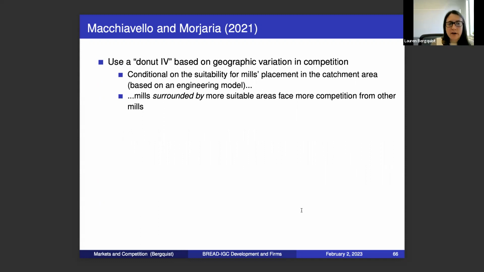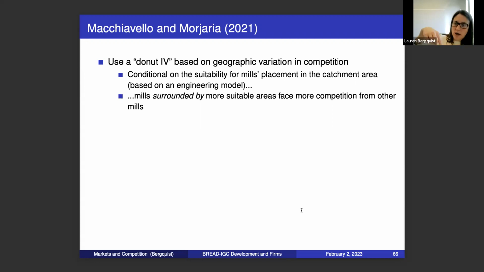They don't have randomized variation, but they're going to use an IV approach. They sort of luck into finding this old engineering model of what areas were suitable for mills, which wasn't actually followed in practice. But it can tell them how likely it would be to place a mill in an area, whether it's appropriate given the number of trees, road access, and all that. Of course, suitability is going to affect local supply, so they're going to condition on your own suitability for your own placement.